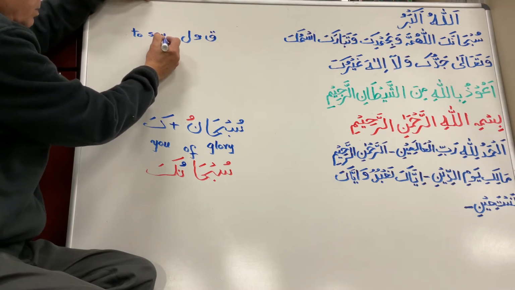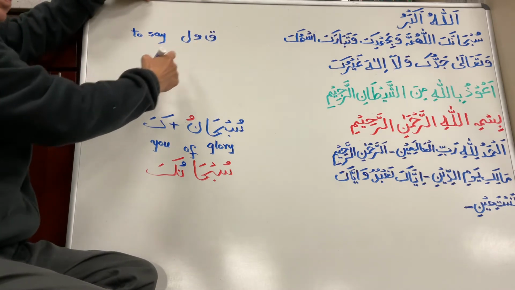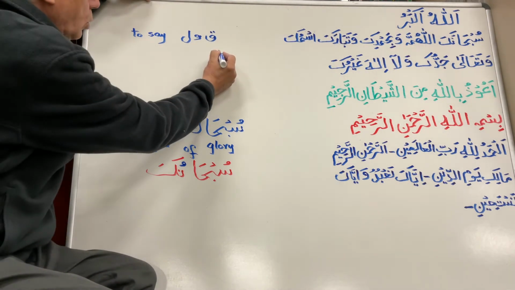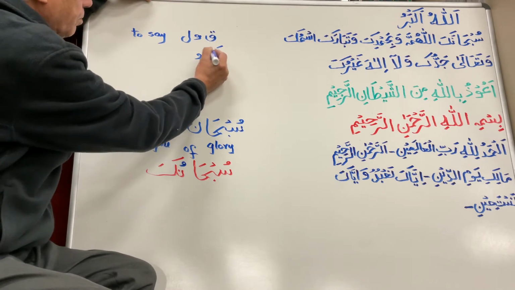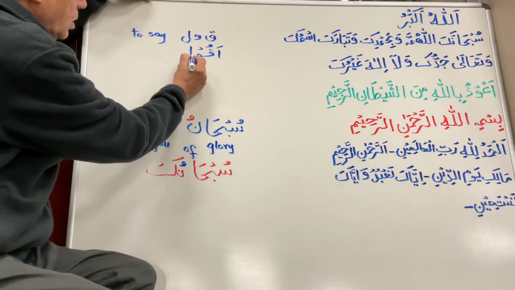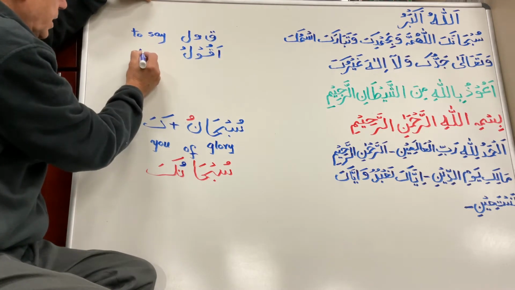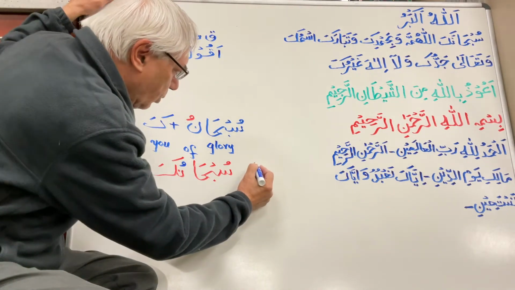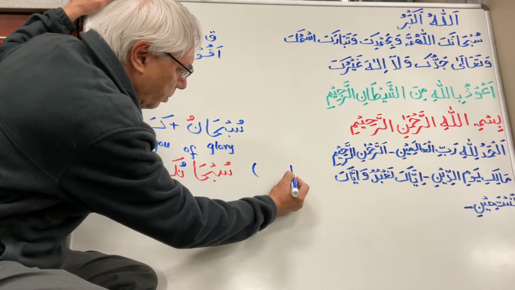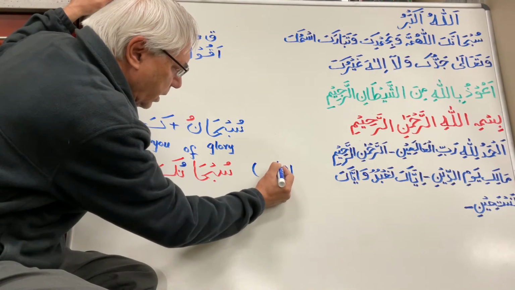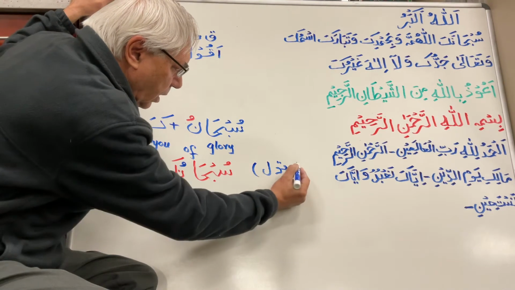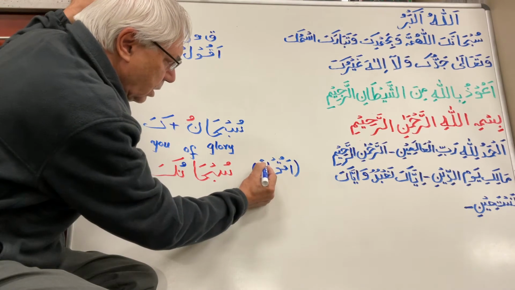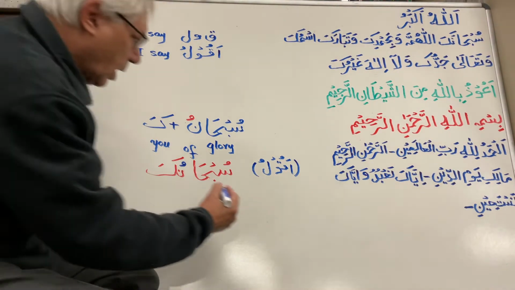We have learned the grammar that if I put alif in the beginning, it will be aqulu. Aqulu means I say. Af'alu, I do. Aqulu, I say. Now what I'm going to do is write down this word in parentheses. It's not in the text, but I'm just adding it, just like in English we sometimes add something in parentheses. Aqulu, I say.